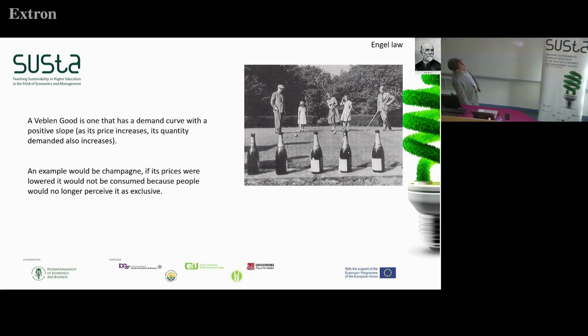And then with a Veblen good, when price goes up, demand also goes up. The more expensive the good is, the more we want to buy it. Example, champagne. When do we buy champagne? When we want to celebrate. New Year, yes, it's a big day. We're going to celebrate, so we buy something very expensive.